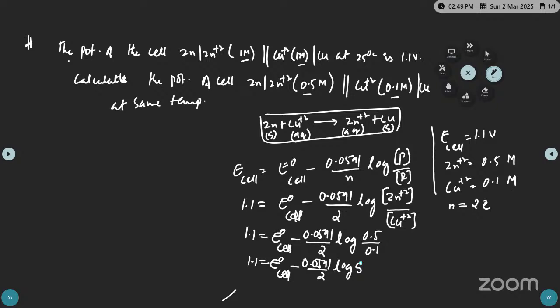Then E cell is equal to E standard cell, 1.1, plus, when we simplify, that value is 0.0207. So the total is 1.12 volts.